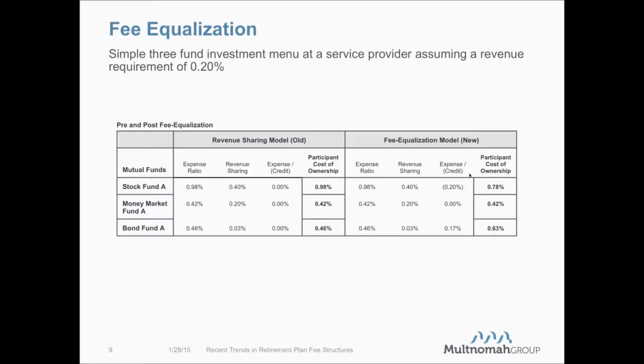So here's a quick fee equalization example that we went through in our 2014 white paper. Let's assume you're working with a service provider. Their revenue requirement is 0.20%. And let's say I've got a very simple 3-tier, or 3 investment product, menu. Under the old style menu, I might have a stock fund that has an expense ratio of under 1, but of that 0.98, 0.40 of it is revenue sharing.